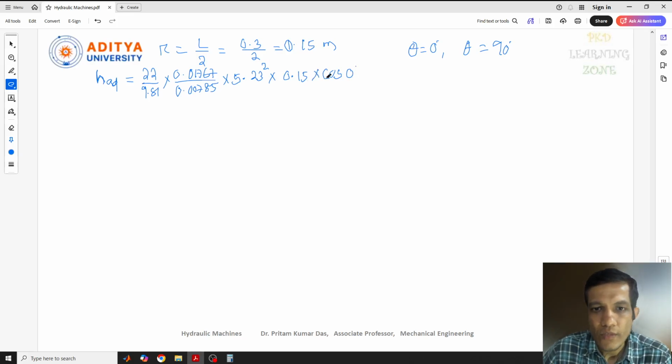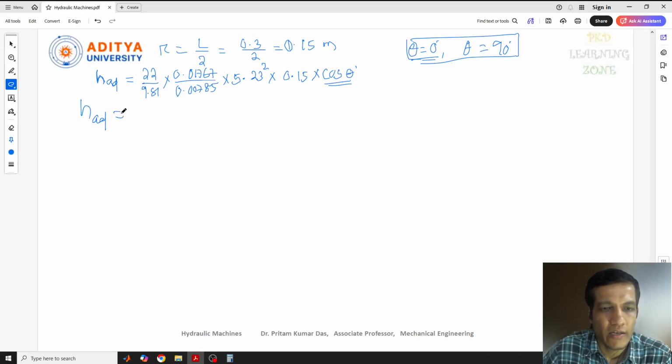Now the cos theta value. Cos 0 degree equals 1. So let me write the value here; cos theta we will keep for the last. If I solve this value first, finally we can put the value of theta here, at the starting and the middle. So let me calculate this HAD.